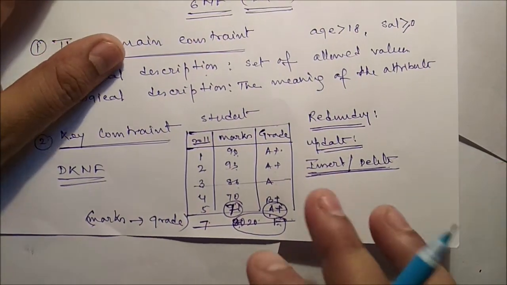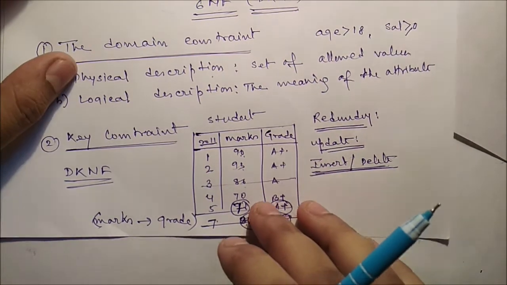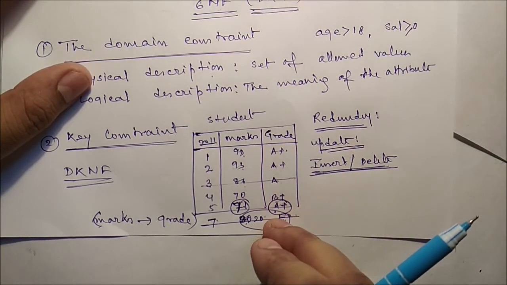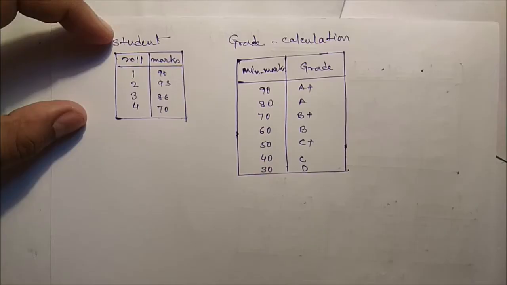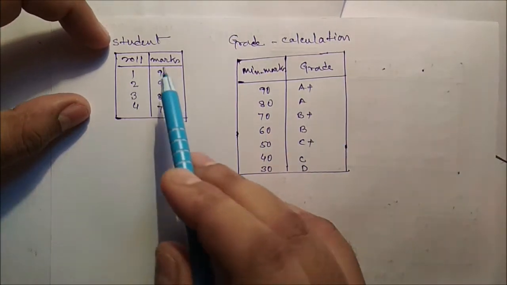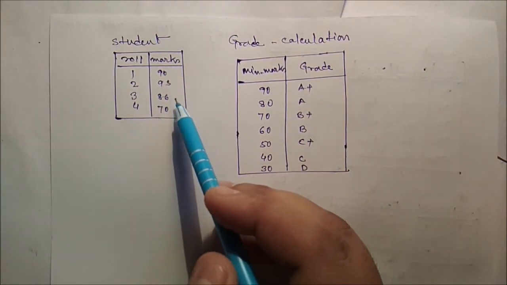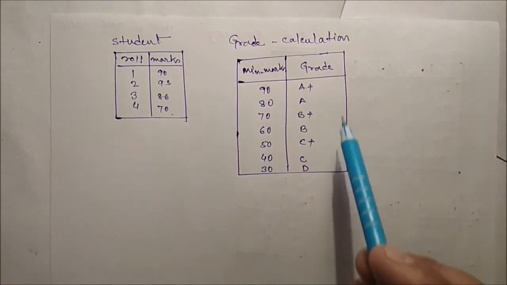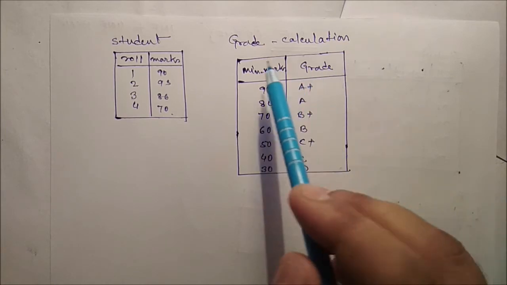Okay, so the problems are there. That means this table is not in DKNF. So we have to split the table into two tables. We have split this table into two tables, the student table and the grade calculation table. Say 4 students are there, roll numbers 90, 93, 86 and 70, and here we separate this particular table into the grade calculation table.